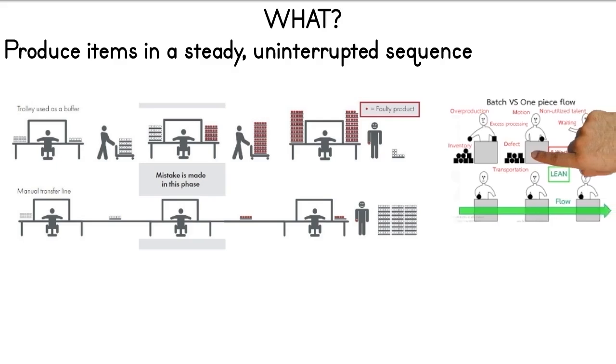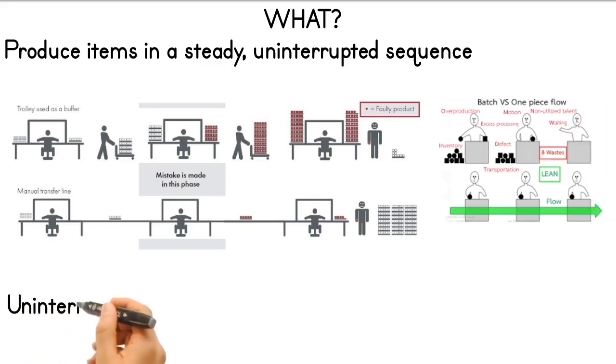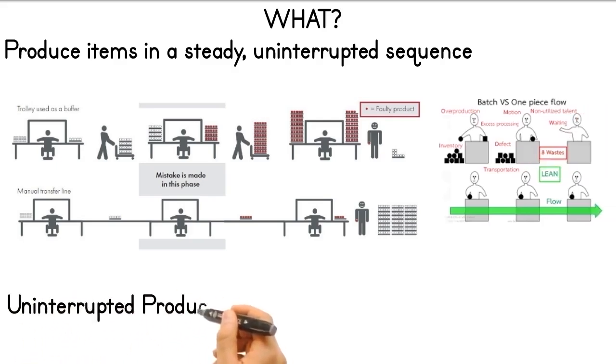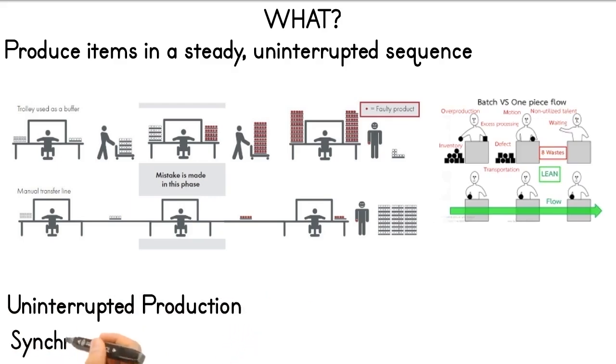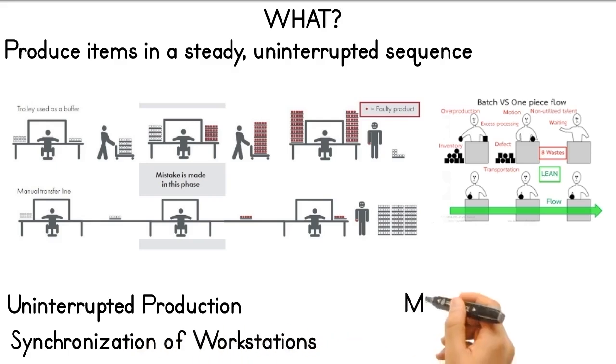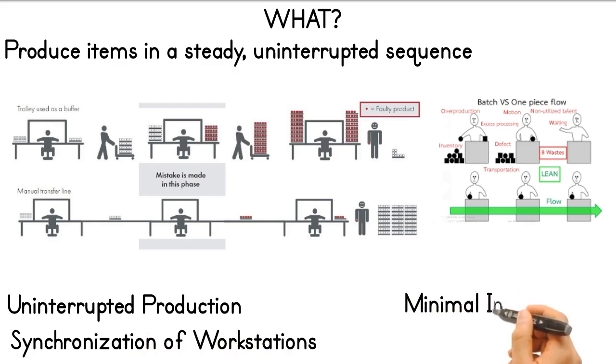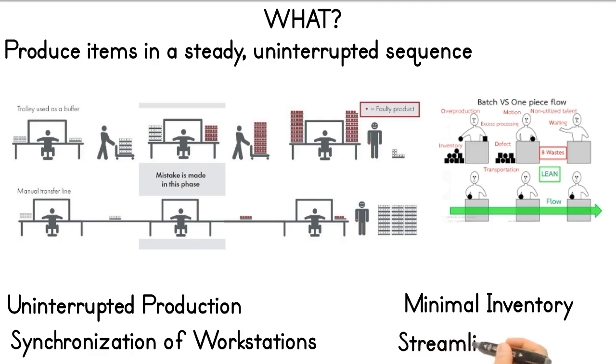Uninterrupted production. Materials or products move seamlessly from one workstation to the next without delays or stops. Synchronization of workstations. The timing of each workstation's operations is synchronized, so that no workstation waits for inputs or holds up production. Minimal inventory. Continuous flow reduces the need for excess inventory between steps, which helps lower storage costs and the risk of overproduction. Streamlined processes. Processes are designed to keep materials and products flowing efficiently, without unnecessary pauses or changes in pace.